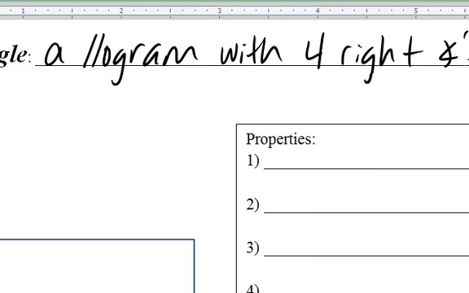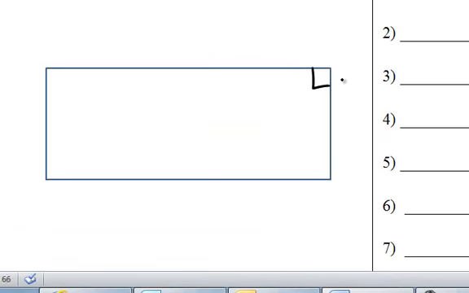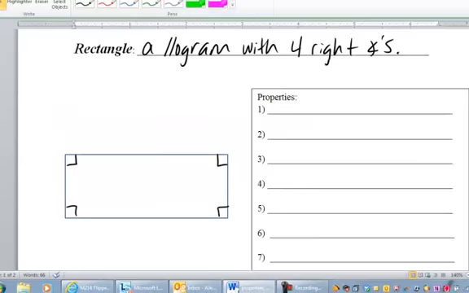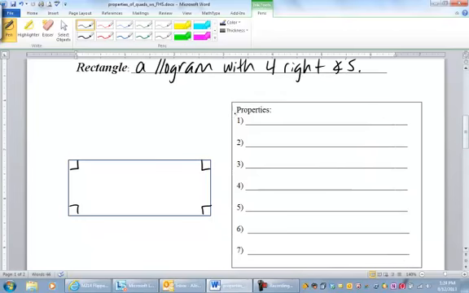So I'm going to label those four right angles on my rectangle before we move any farther. Make sure you put all your boxes in the angles for the rectangle. And just like the rhombus, the first five properties are the exact same as what we just did for the rhombus, because a rectangle is a parallelogram as well.